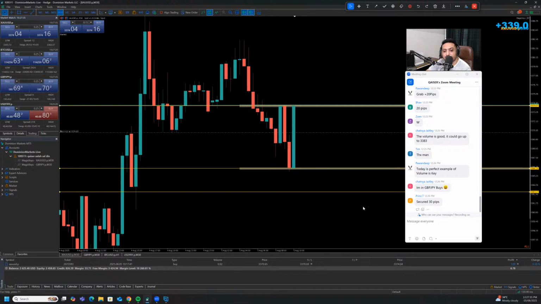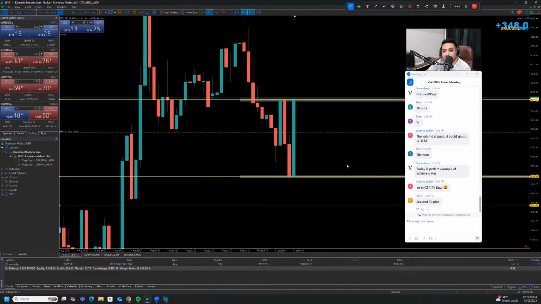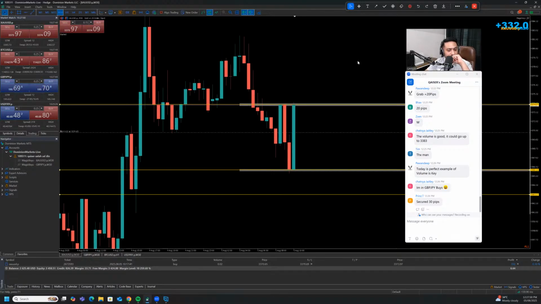Okay, let's see. Okay, we're breaking above the high now. Look at this one, we're breaking above the high. If it closes above the resistance area, it's going to be a big move. There's 3 minutes left now for the candle to close.